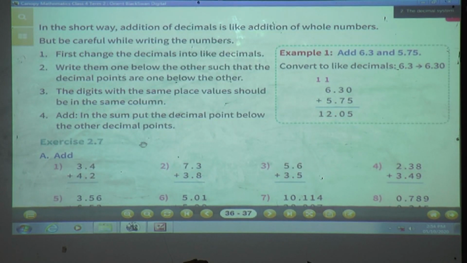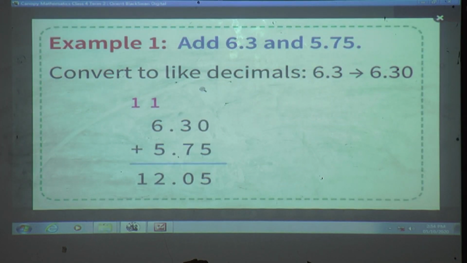In a short way, addition of decimals is like addition of whole numbers, but be careful while writing the numbers. Whenever addition of decimals is there, what is the first step, students? First, change the decimals into like decimals.